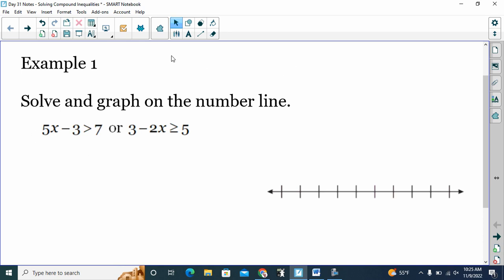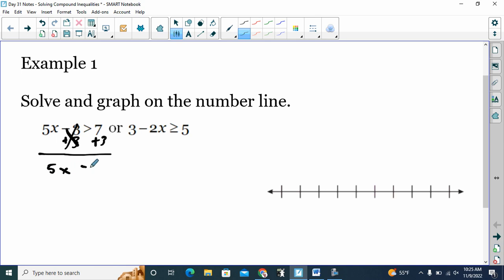The first thing we need to do on both sides is to add 3. So we add 3 to both sides, giving us 5x is greater than 10. Divide both sides by 5. Gives us x is greater than 2. And then we're going to solve this one over here. We need to start by subtracting 3. We've got positive 3 out there.